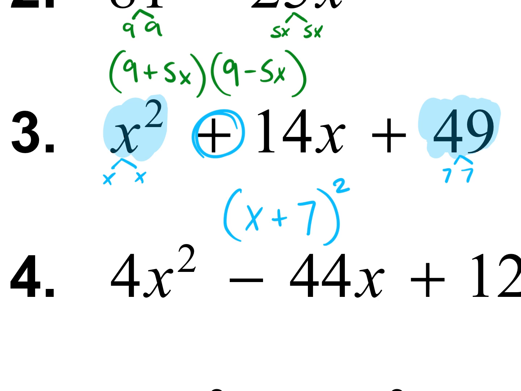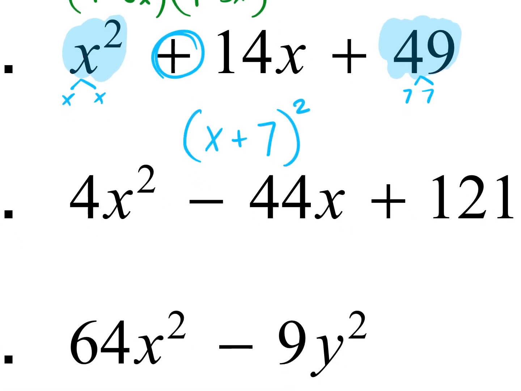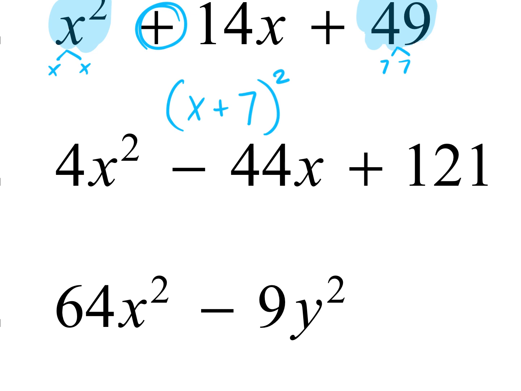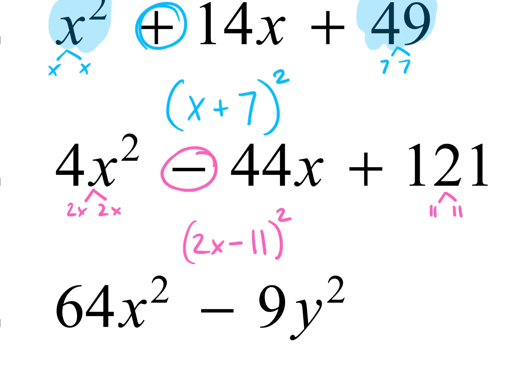Questions here? All right, let's do number 4. What times what gives us 4x squared? 2x and 2x. What times what gives us 121? 11 and 11. So what would go into our parentheses squared here? 2x minus 11. Awesome, because there's a minus in the middle. So 2x minus 11 squared.